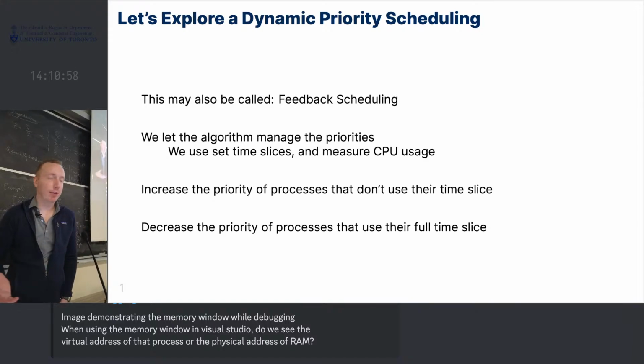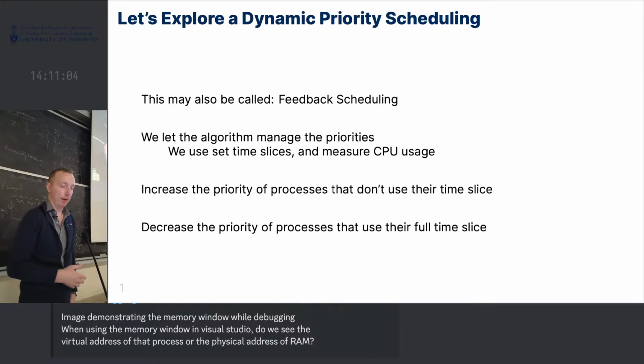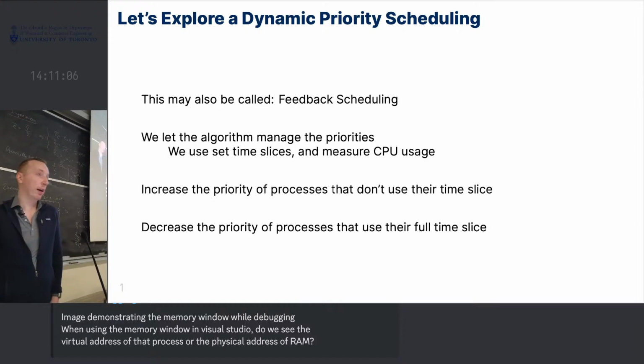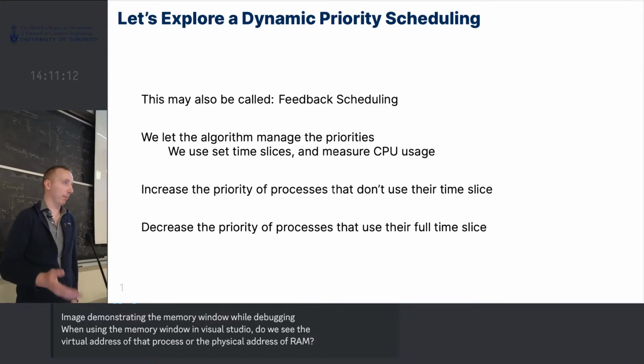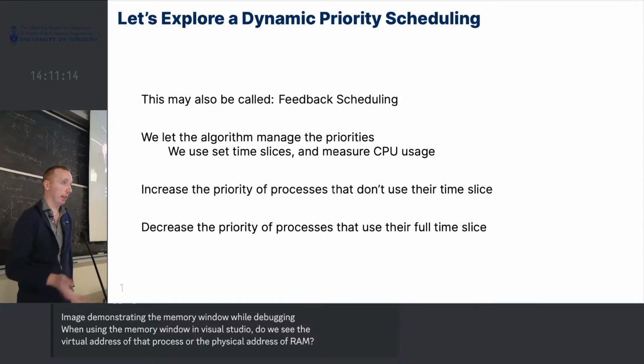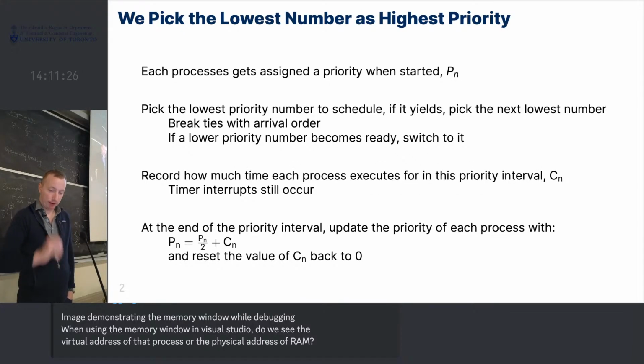It looks kind of like round robin. There are set time slices, and we measure CPU usage across the time slices. The idea behind it is we would increase the priority of processes that don't use their time slice, so they're more likely to actually get scheduled next. And we will decrease the priority of processes that use their full time slice, so they essentially give up the CPU and hopefully make it a bit more fair to the rest of the processes.